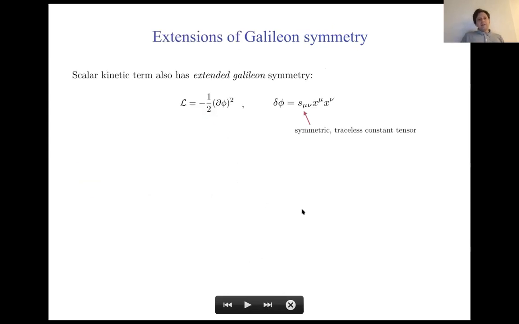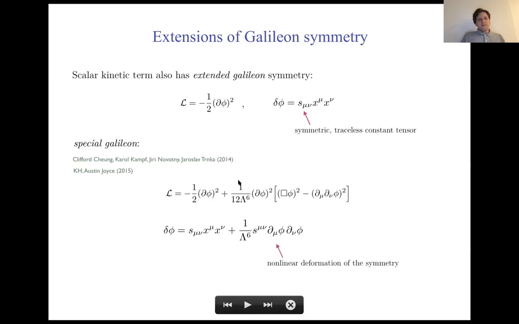If we go back to the kinetic term and now ask for higher order symmetries, higher in powers of the space-time coordinate, we find that this kinetic term is invariant under this kind of shift here, where we have a symmetric traceless tensor times 2 powers of the space-time coordinate. So we'll call this the extended Galileon symmetry.